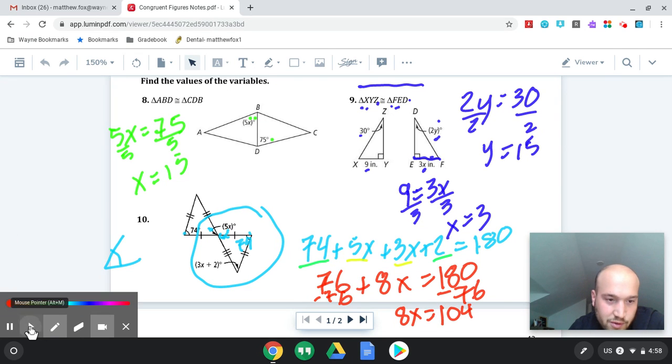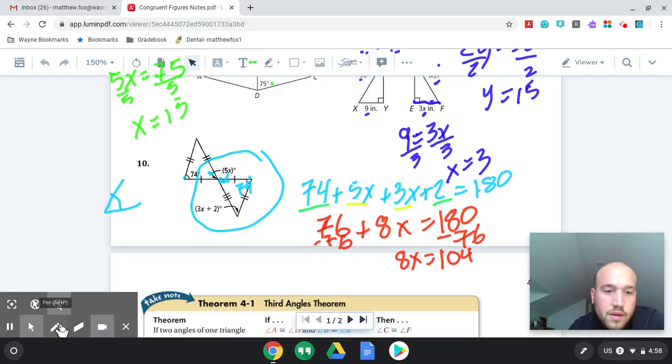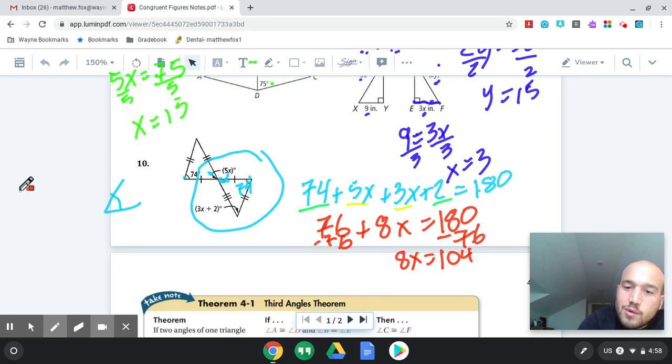Kind of running out of room. Let me scroll down a little bit. Okay, so now we divide both sides by 8. And we're going to get x equals 13.